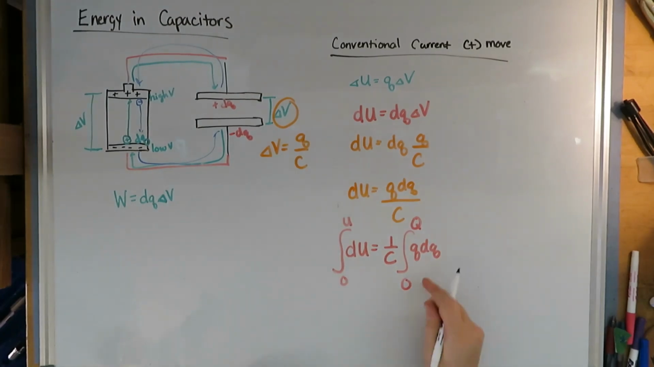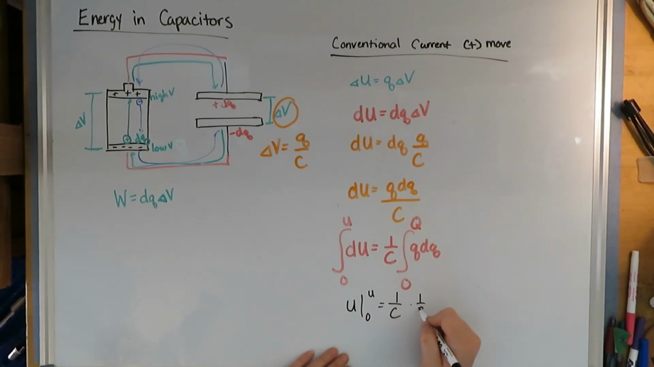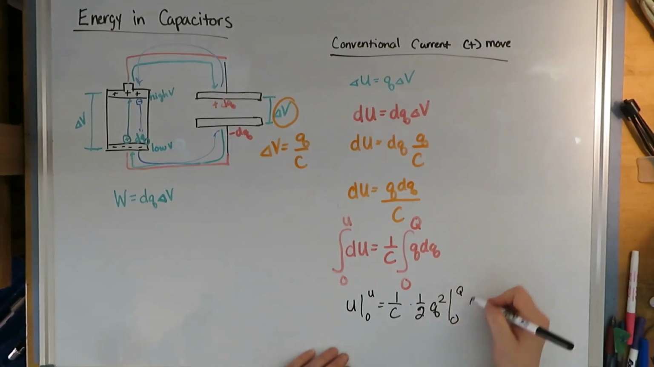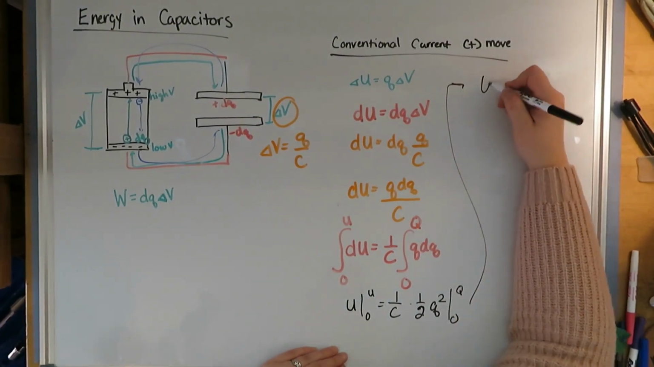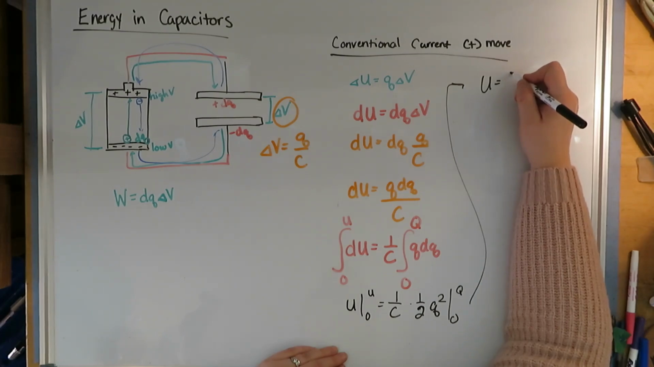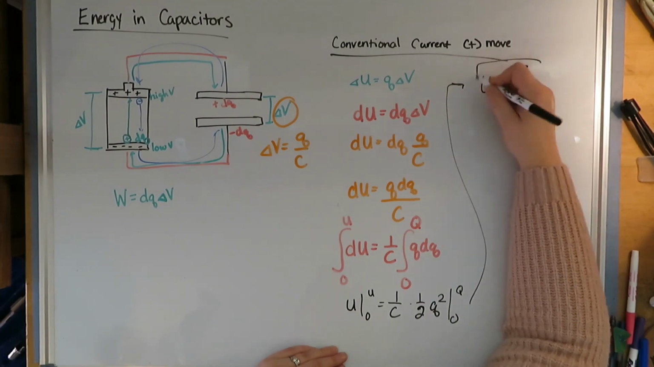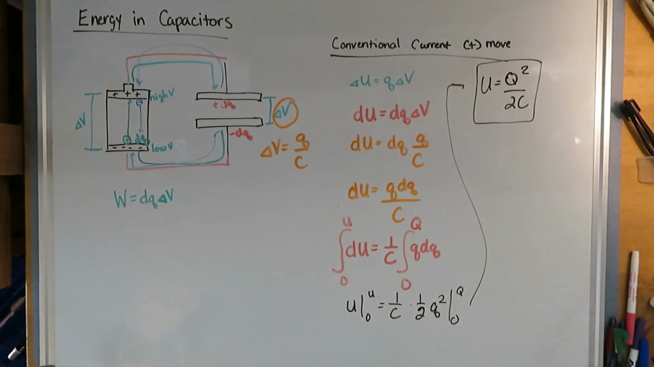And when you do that, the integral of Q is going to be 1/2 of Q squared. And so I'm going to get U evaluated from 0 to U, I'm going to get 1 over C times 1/2 of Q squared evaluated from 0 to Q. So we end up with U equaling, what would that be? Q squared over 2 times C. So that is how much potential energy is stored in a parallel plate capacitor.